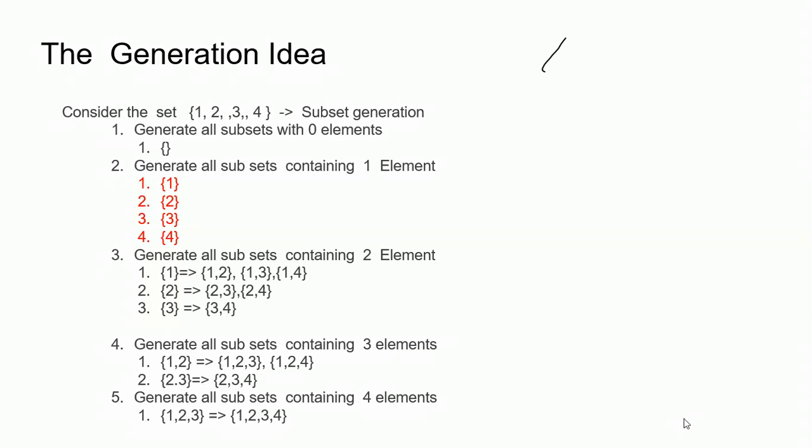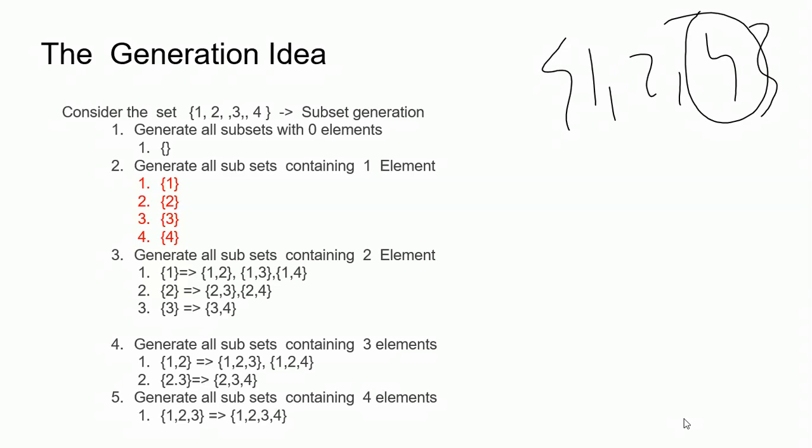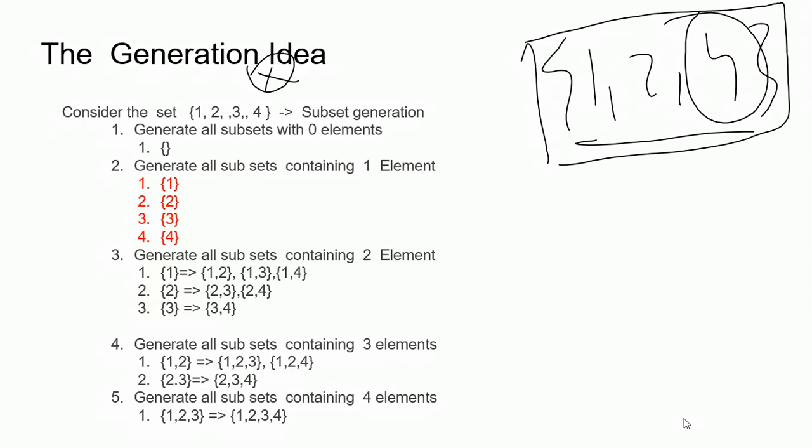Now, if you take the subset 1, 2, 4, there is no element greater than 4 that is present in the original set. So you cannot generate any subset out of it. So there is no subset possible from 1, 2, 4.